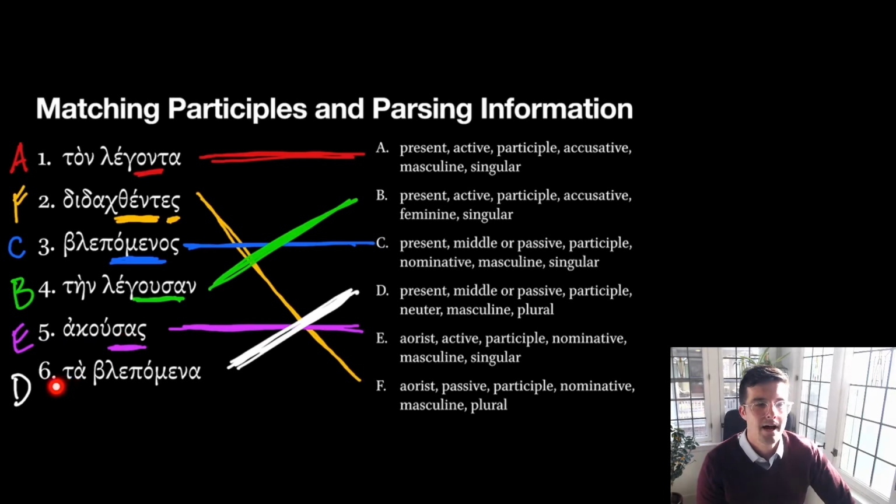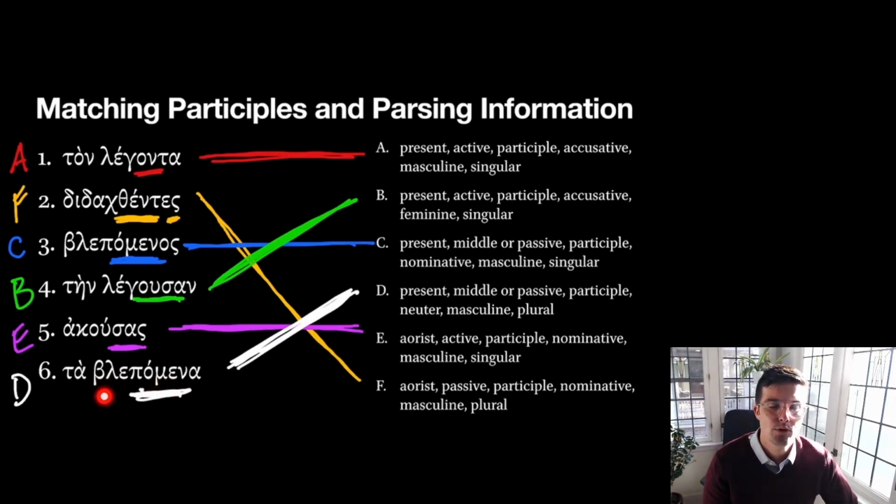And then lastly, ta blepomena. We have this ta, which is going to tell us that it is nominative or accusative, neuter plural. And from this omen here, we're also going to get the present, middle, or passive information. We notice that the root hasn't changed. It's from blepo. And then that a ending matches over here the ta of our neuter, nominative, or accusative plural.